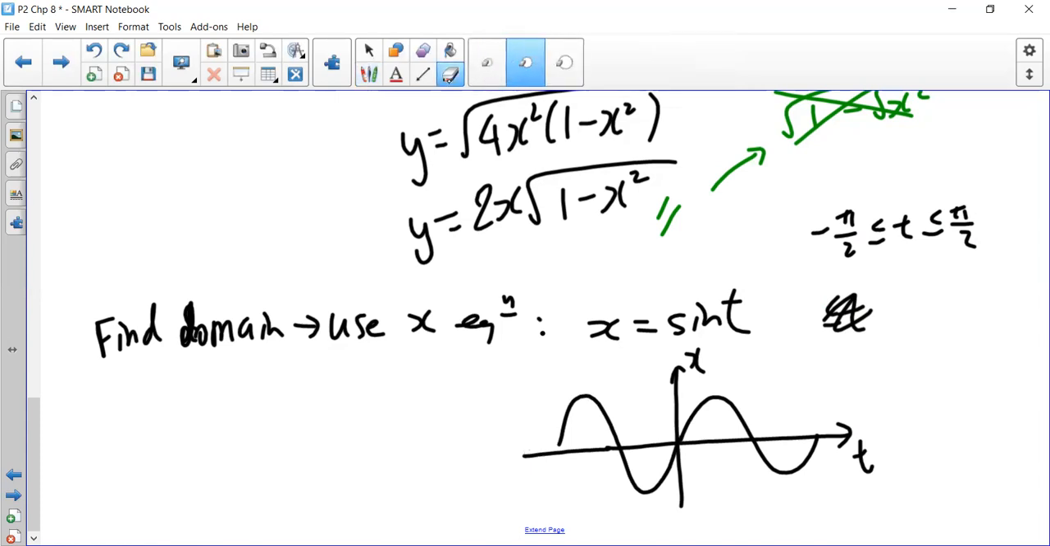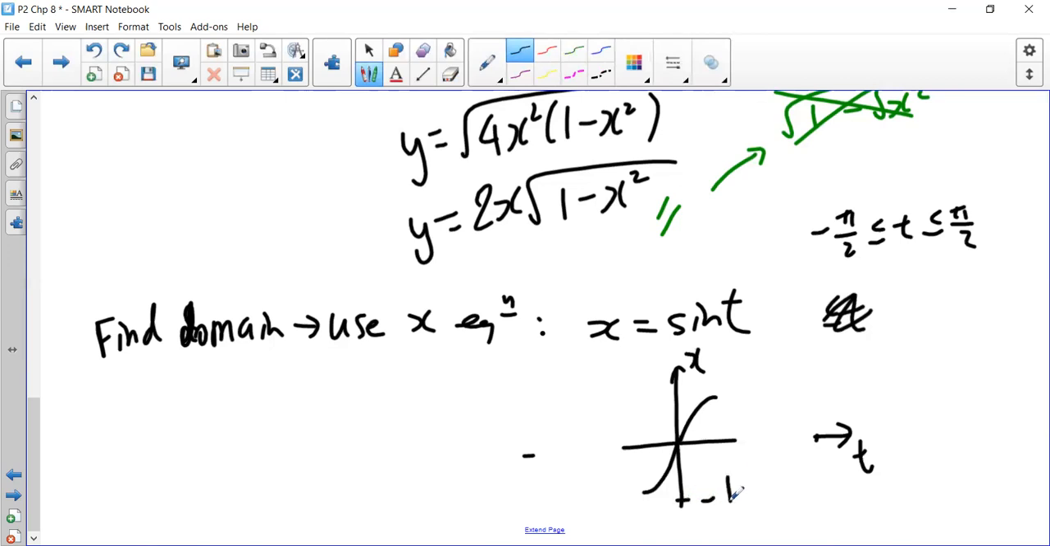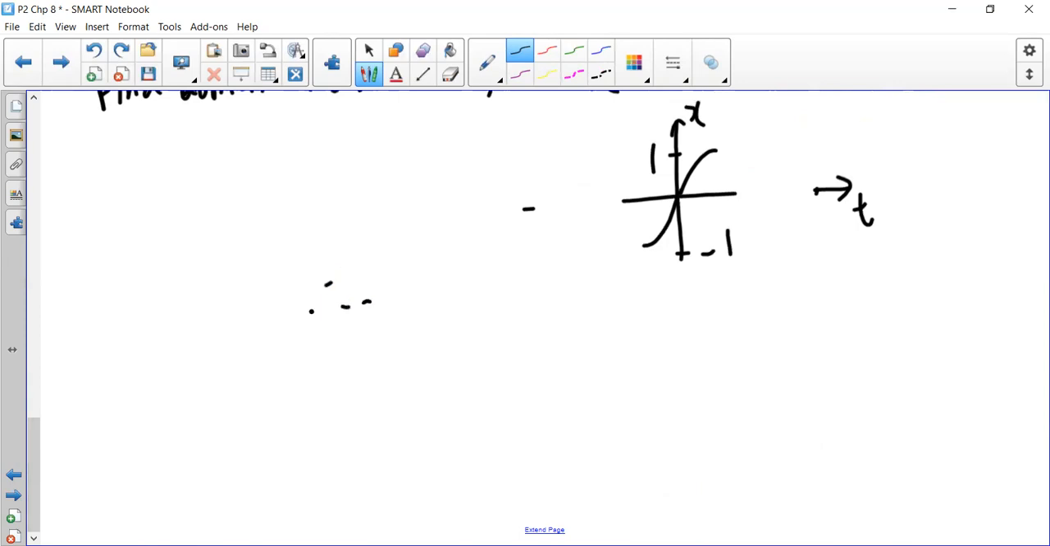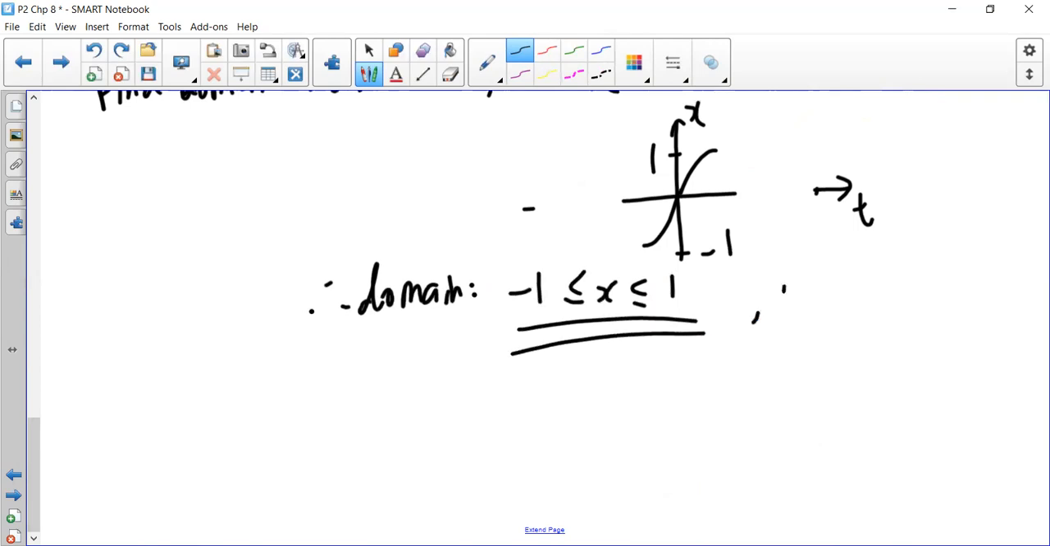So therefore, pi over 2 is here, right? So only up to here. And minus pi over 2 is here. So therefore, you can see the value is between minus 1 and 1. Therefore, the domain is minus 1 to 1. And that's the value of k, so k equals 1.